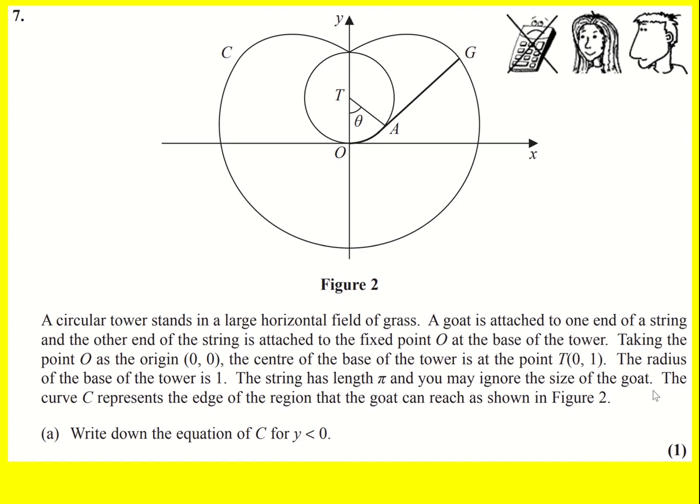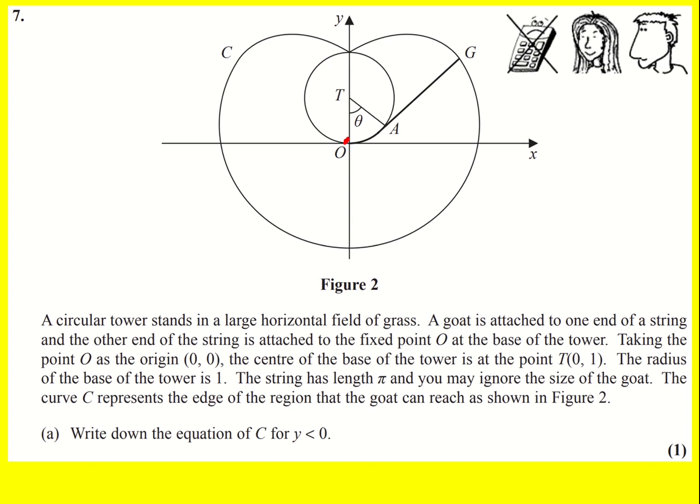Let's get into it. So we have a circular tower here which stands in a large horizontal field of grass. A goat is attached to one end of the string, and the other end is attached to point O. So got a point here. Then the string has length pi. We can ignore the size of the goat, and the curve C, this interesting curve that's going on, represents the edge of the region that the goat can reach.